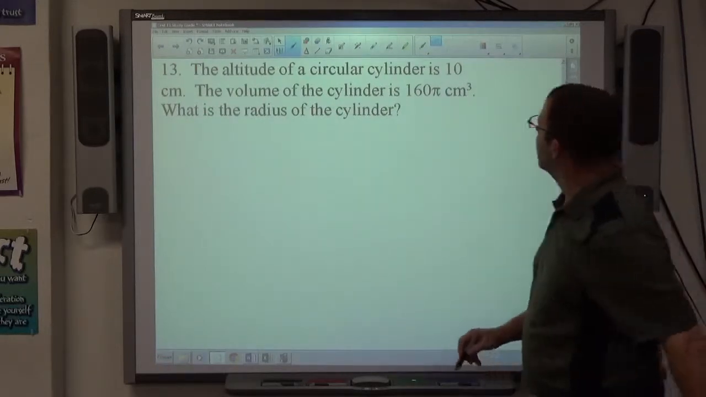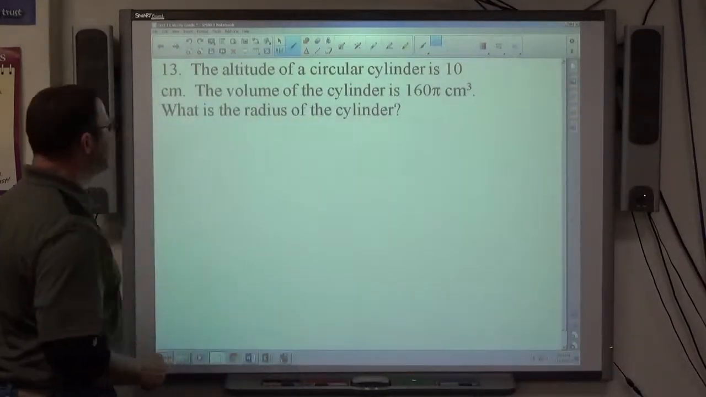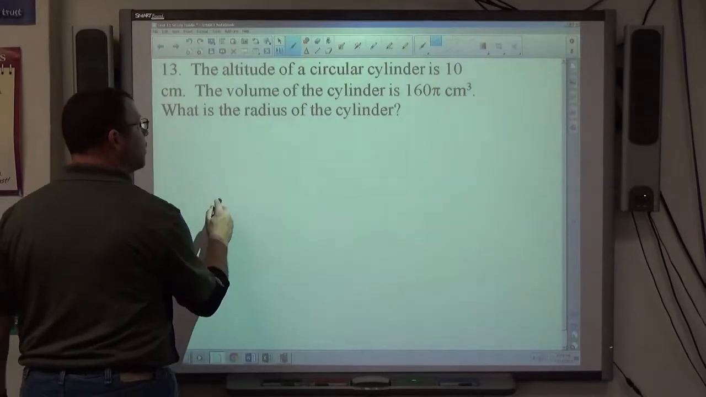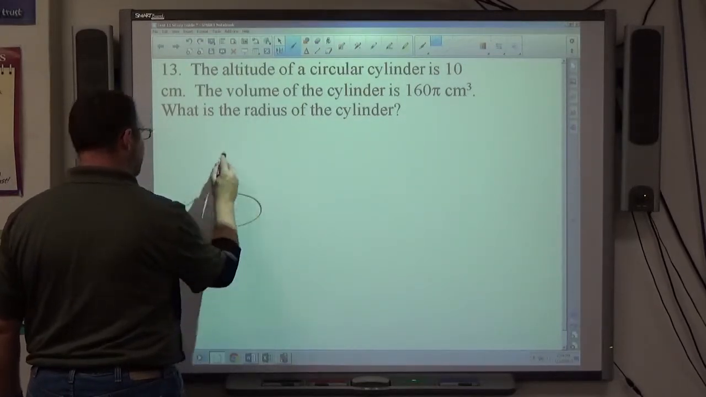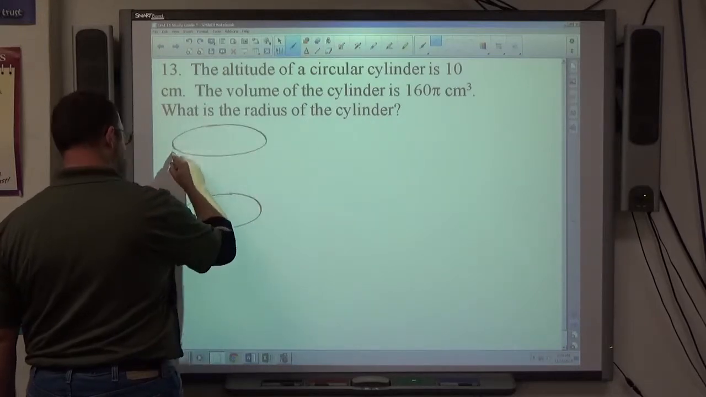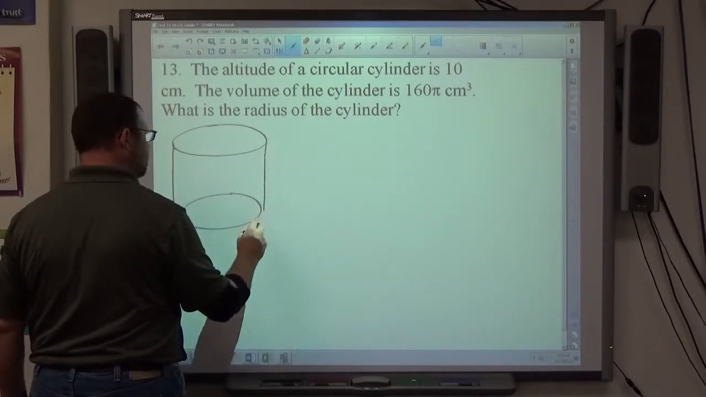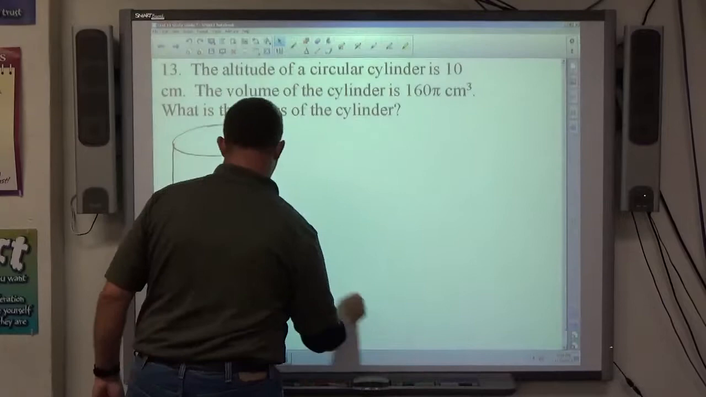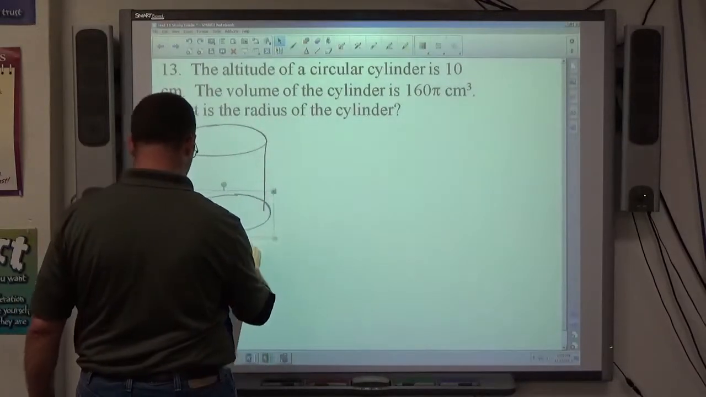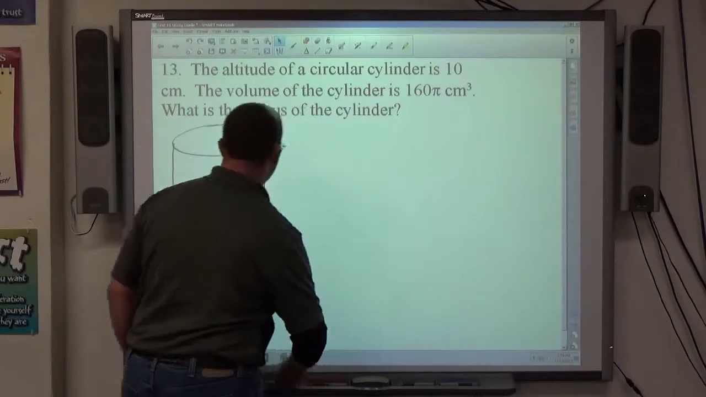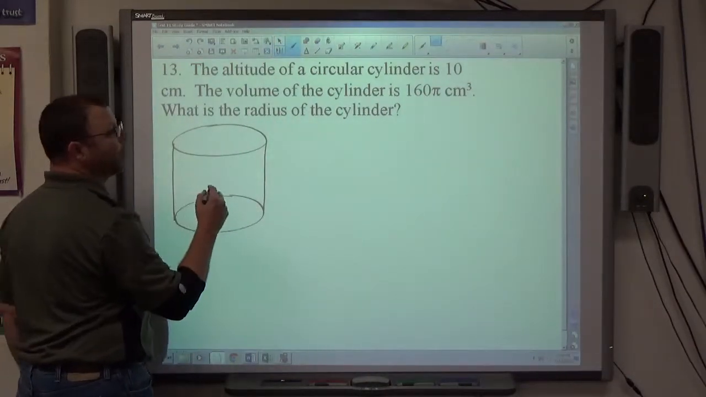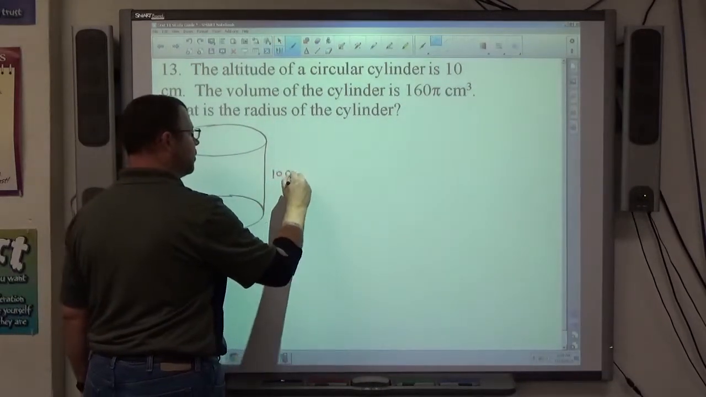Number 13, the altitude of a circular cylinder is 10 centimeters. So if we start with this, altitude of a circular cylinder. So if I draw a circular cylinder, wasn't very good attempt there. That's better. All right, there's my circular cylinder. The altitude is another word for height. So the height is 10 centimeters.